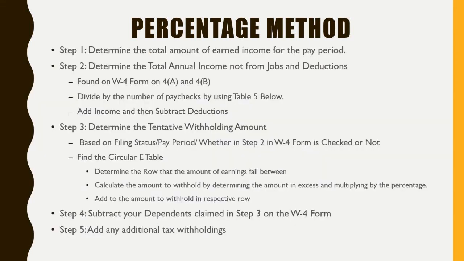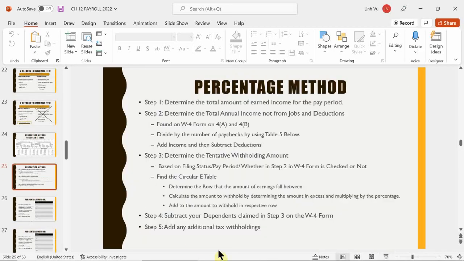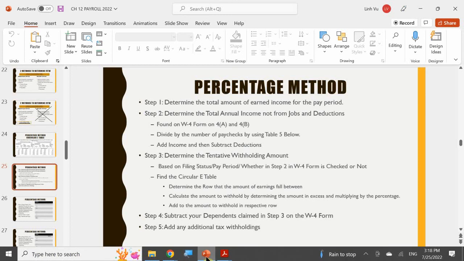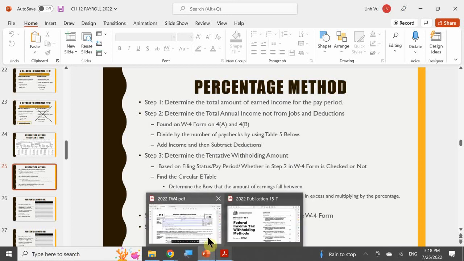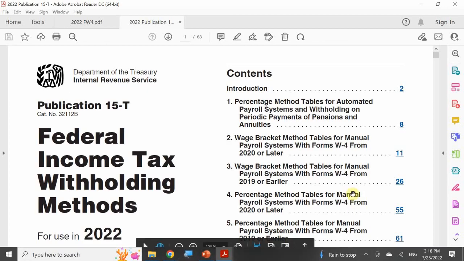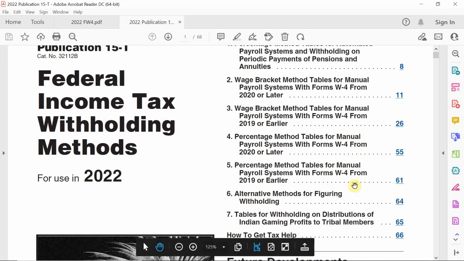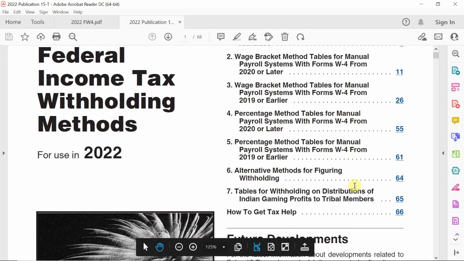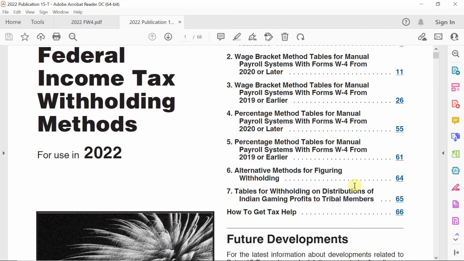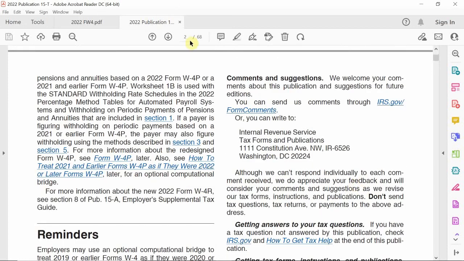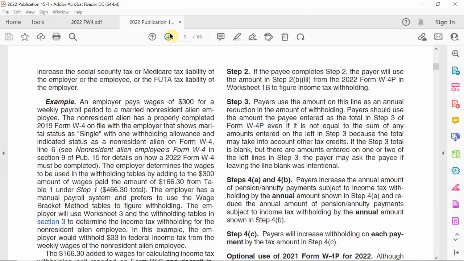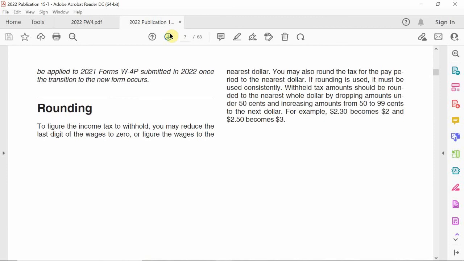Okay, so I'm going to show you real quick what the federal income tax tables look like. So here's what it looks like: the federal income tax withholdings tax tables methods for 2022. Okay, so I'm on the right one. Now, in this case, if you actually go through it, you'll see that there is more than one table, right?